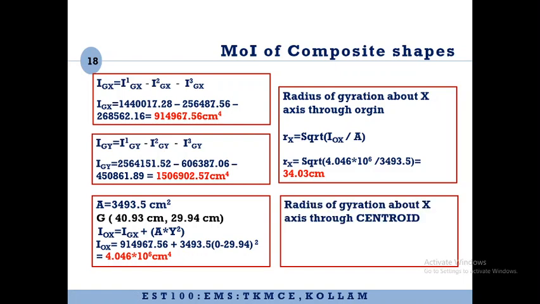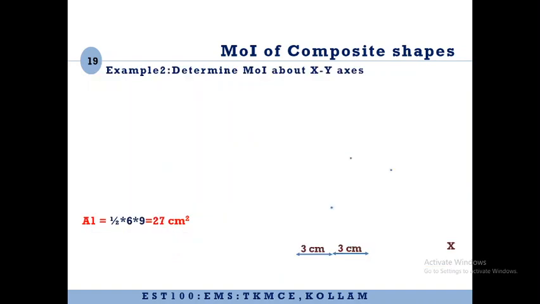In a similar way, if we want to find out radius of gyration of the composite figure about an x-axis passing through the centroid, in that case the formula would be square root of Igx divided by area. That is, the moment of inertia should be the same as the one about which you need to calculate the radius of gyration. So this is the end of example number 1. We will see one more example related to computation of moment of inertia of composite shapes.